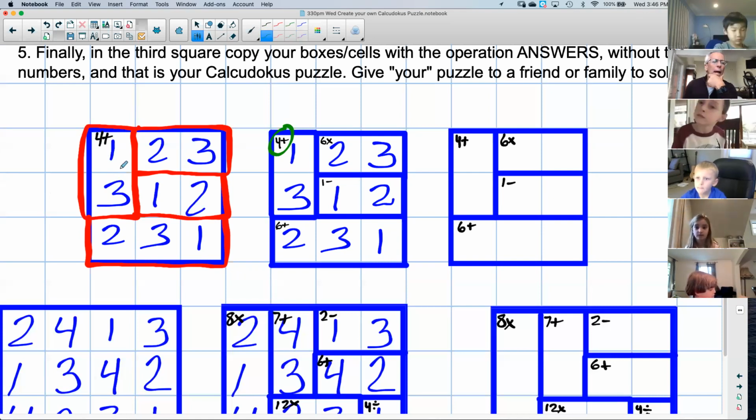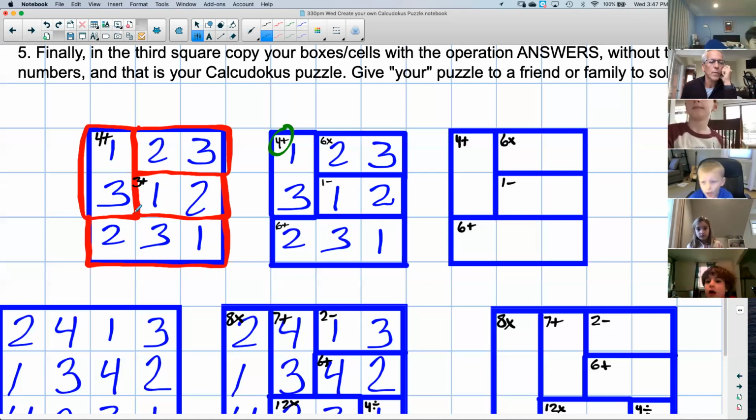right there. Now, Sabrina, why did I write a 1 minus in the box with the 2 and the 1? Because 2 minus 1 equals 1. That's right. But I want to ask you a question. Could I have also put a 3 plus there? Yes. I could also have put a 3 plus, but I chose to put a 1 minus.